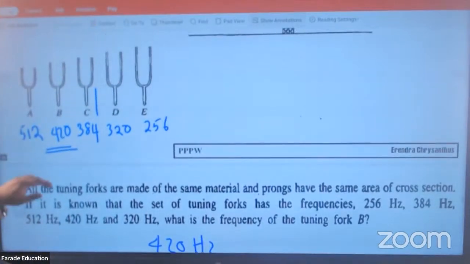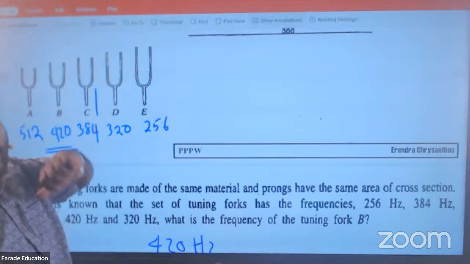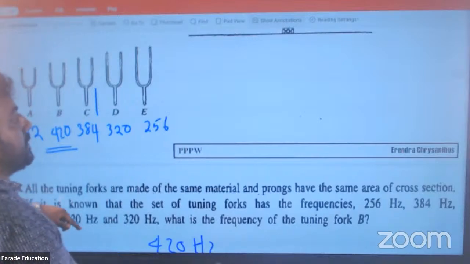That is a small sentence there. The longer the prong length, the smaller the frequency. And the shorter the prong length, the greater the frequency. Right.